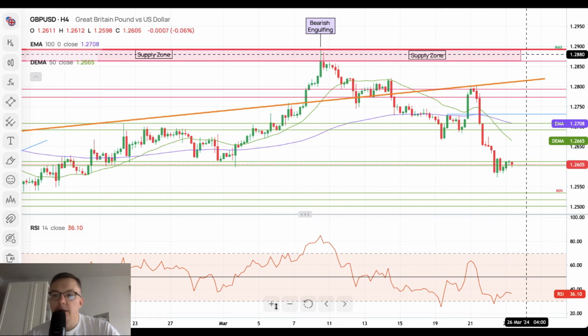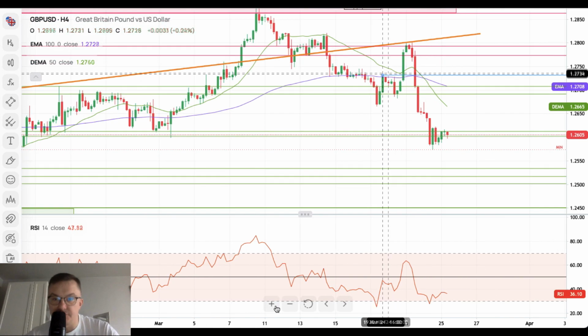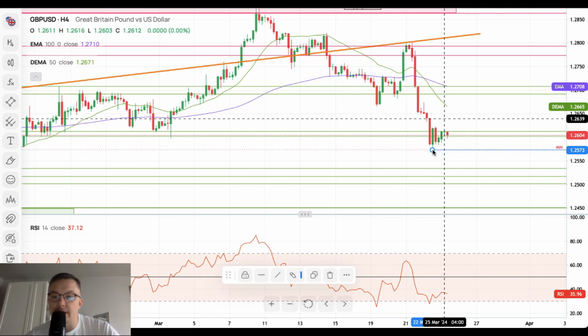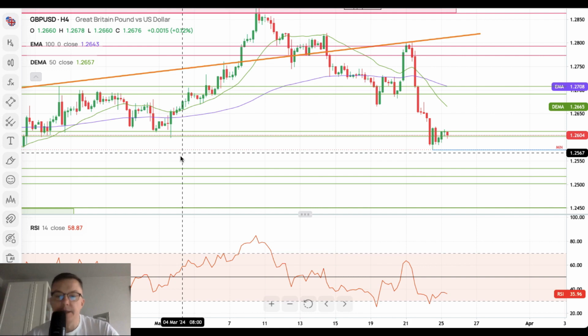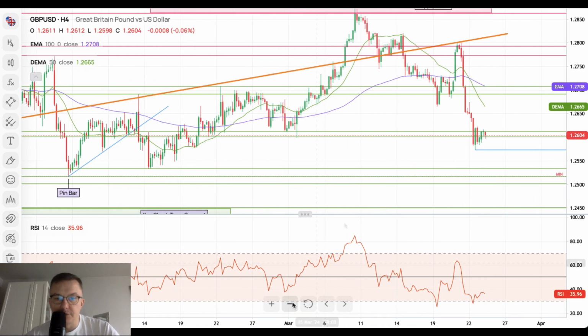First of all, the supply zone and bearish engulfing are far away from the current price level, so let me just skip it and move it lower. The local low was made at the level of 1.2574, and now the price is consolidating just after the breakout below the technical support, which might be just the beginning of further movement to the downside.